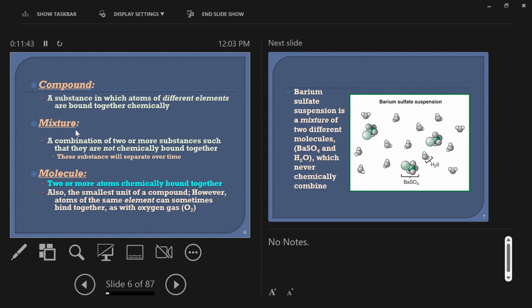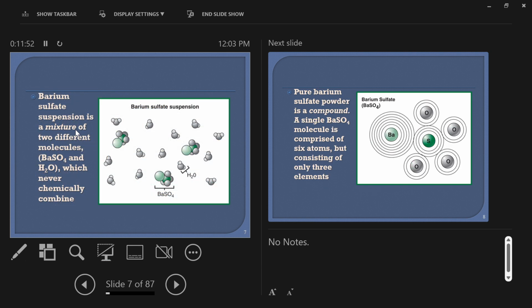Mixtures are a little bit different. So mixtures are, take some substances, take some compounds. I'll give you an example here. Barium sulfate suspension is a mixture, okay? Barium sulfate is used in radiography to make a contrast dye. Barium sulfate is barium, sulfur, and oxygen, okay? You don't need to worry about how many of each thing right now, but they show it as BaSO4, subscript 4.